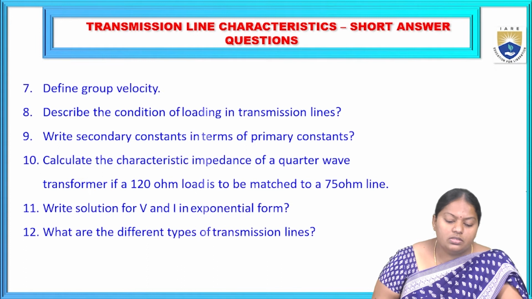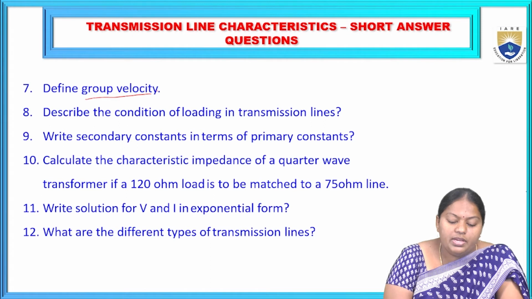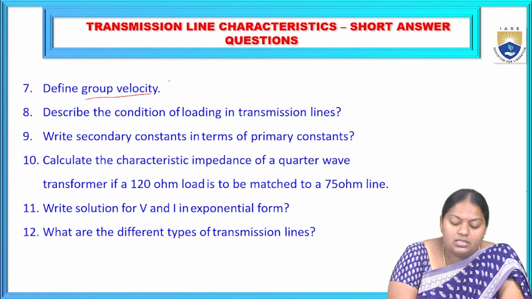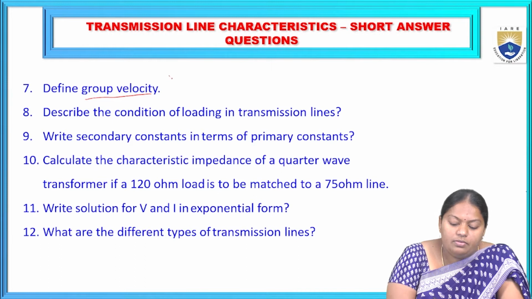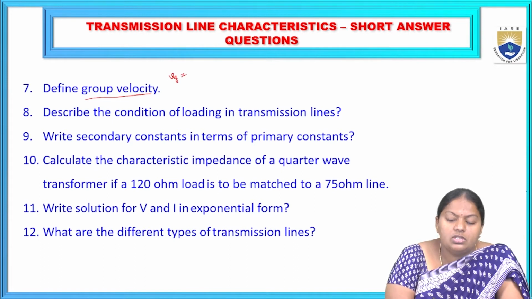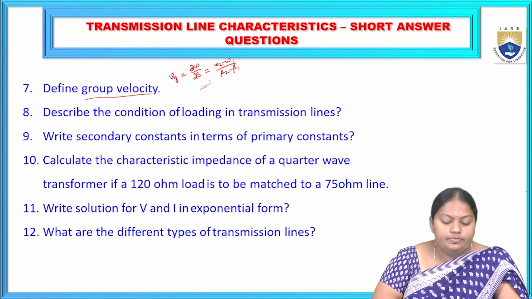Now, some more short answer questions. Define group velocity. To define group velocity, we need to consider the envelope of frequency components and the phase constants, represented with Vg. V is the notation for velocity, G stands for group. So group velocity Vg is given by d omega by d beta, which is equal to omega 2 minus omega 1 by beta 2 minus beta 1. This is the equation called group velocity.